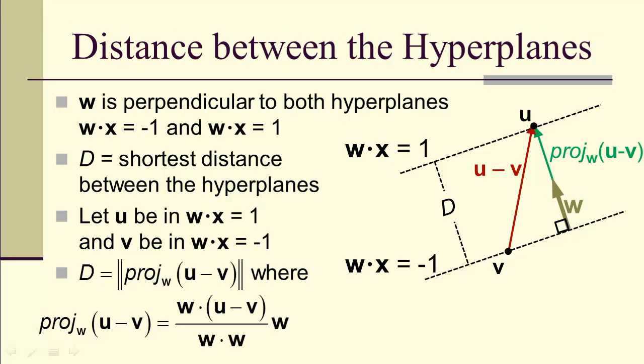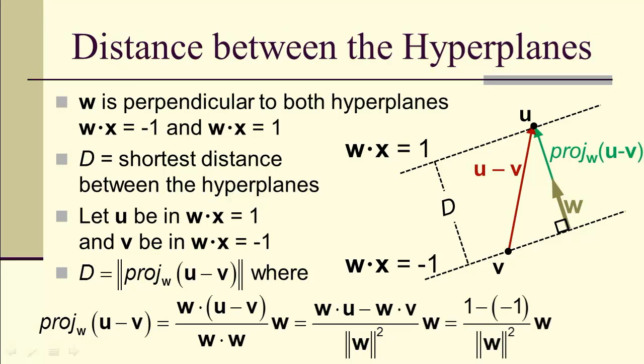Again, we'll use some linear algebra in our explanations, but you're not required to know linear algebra. But it is nice because it makes these calculations pretty straightforward. Now notice w dot u is 1 and w dot v is negative 1. So therefore the projection is 2 over the norm of w squared times w. So we take the distance then, and we get d is 2 over the norm of w.